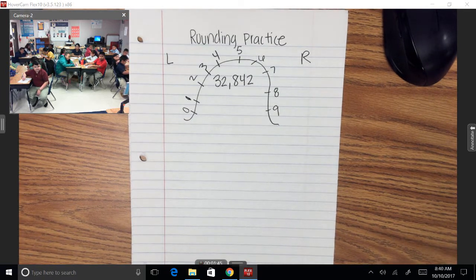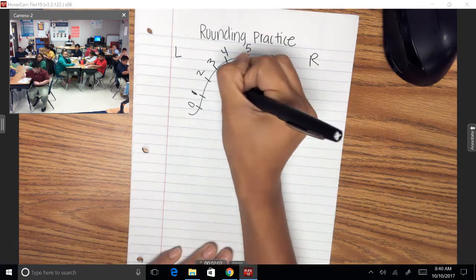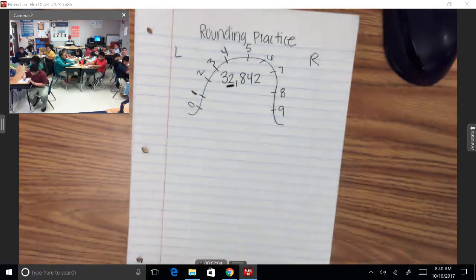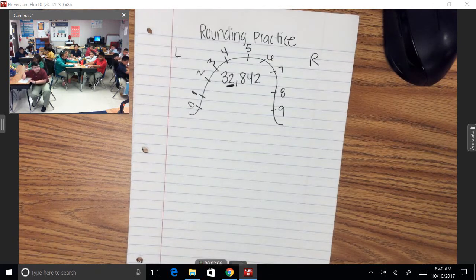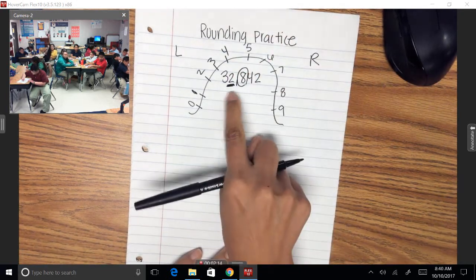Okay, so for this one, let's say we're rounding to the nearest thousands. Which number am I going to underline if I'm rounding to the nearest thousands? Kathleen. Very good. We are underlining the 2. And then we always circle which number? Kimberly G. The 8. So it's always a number right after the one you underlined.